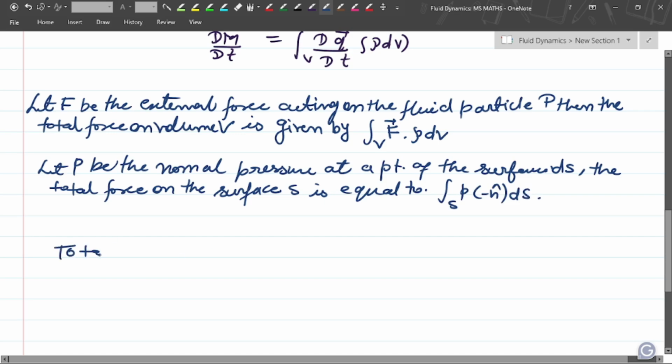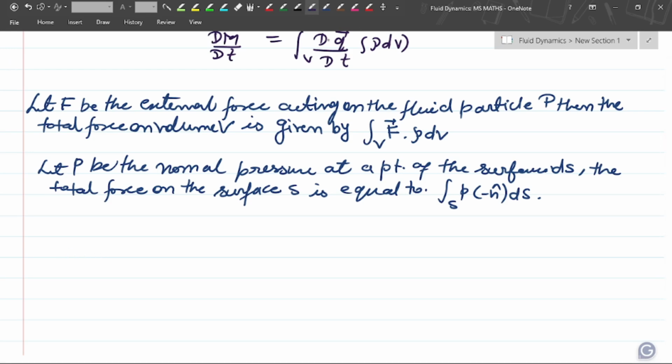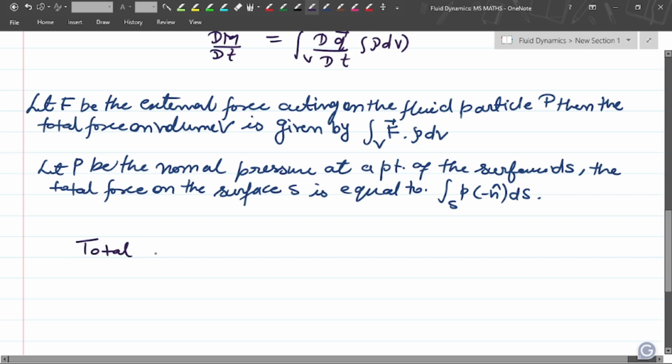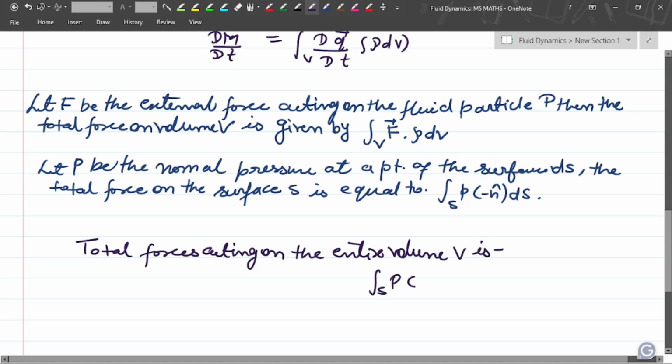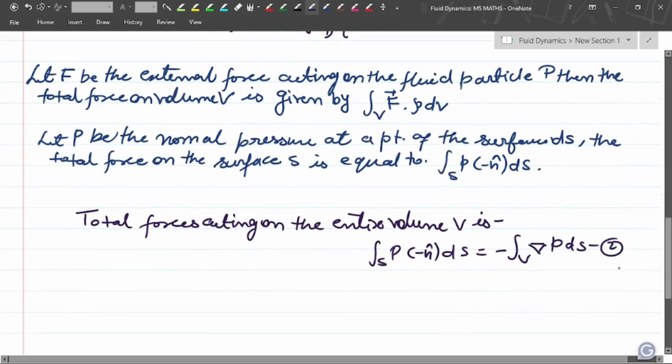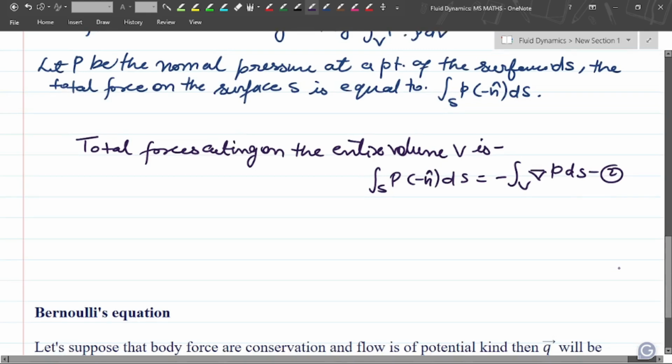So the total forces acting on the entire volume V is nothing but pressure into this direction. It is basically the volume integral of del P dV. This is the relation. Okay, so this is basically the surface integral and the divergence of the P. Okay, we have considered in this way.